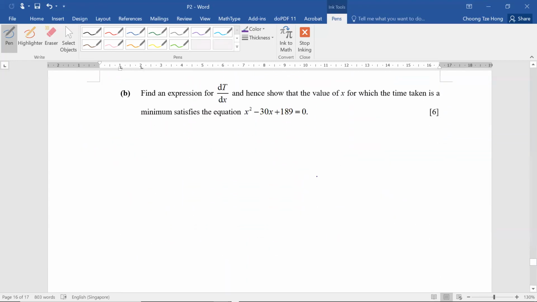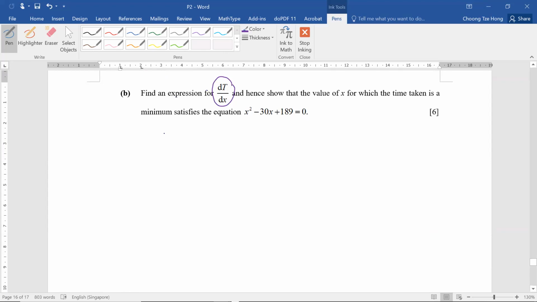Okay, let's take a look at part B. Find an expression for dt dx and hence show that the value of x for which the time taken is a minimum satisfies the equation x squared minus 30x plus 9 equals 0. What they want us to do now, you just have to follow instruction. The first part, they want us to find dt dx.